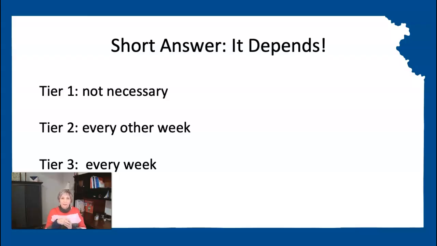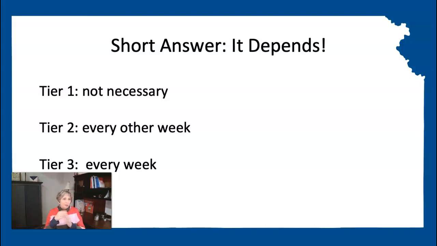When it comes to deciding how often we progress monitor, the short answer is it really depends. For students who show Tier 2 needs, we like to see progress monitoring happening about every other week. For our most intense friends, students who show Tier 3 needs, progress monitoring probably should happen every week. Now, when we're looking at students who fall at Tier 1, generally we don't progress monitor those students. But there are a couple of caveats.